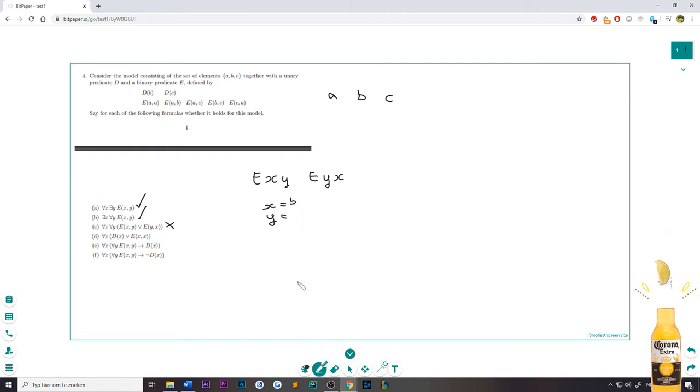Now if this is B, well, we can't make y is A, right? Because BA does not exist, only BC exists. BB also does not exist, so we can also not put B in here. And so because it does not work for all values of y, this part of the statement is false, right? For every x, not all y's work. That's basically the idea behind C. Cool.